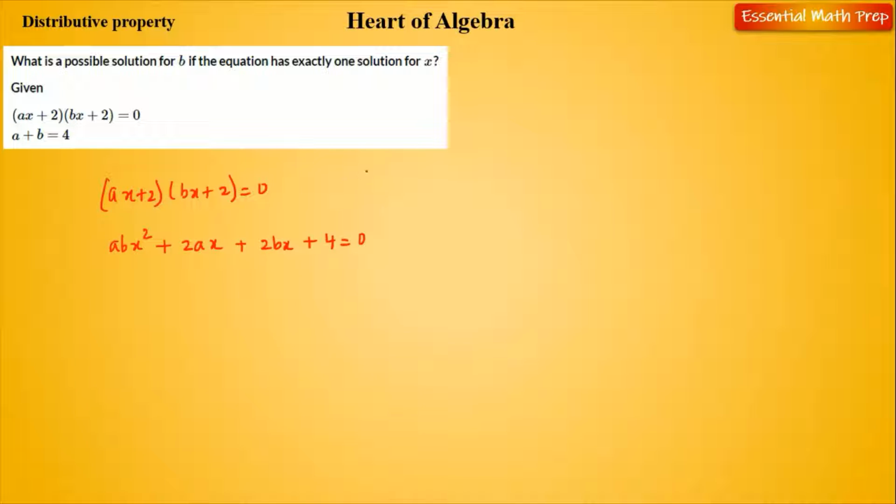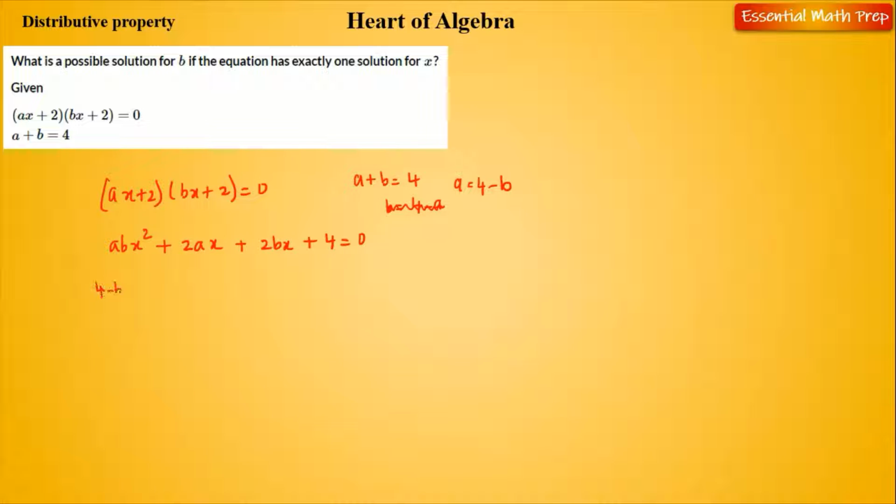Now we know that a plus b equals 4, and the question is asking in terms of b. That means b equals 4 minus a. Actually, you can do it the other way around: a equals 4 minus b, because we want the problem in terms of b. So let's use this way, and substitute wherever it's a with 4 minus b.